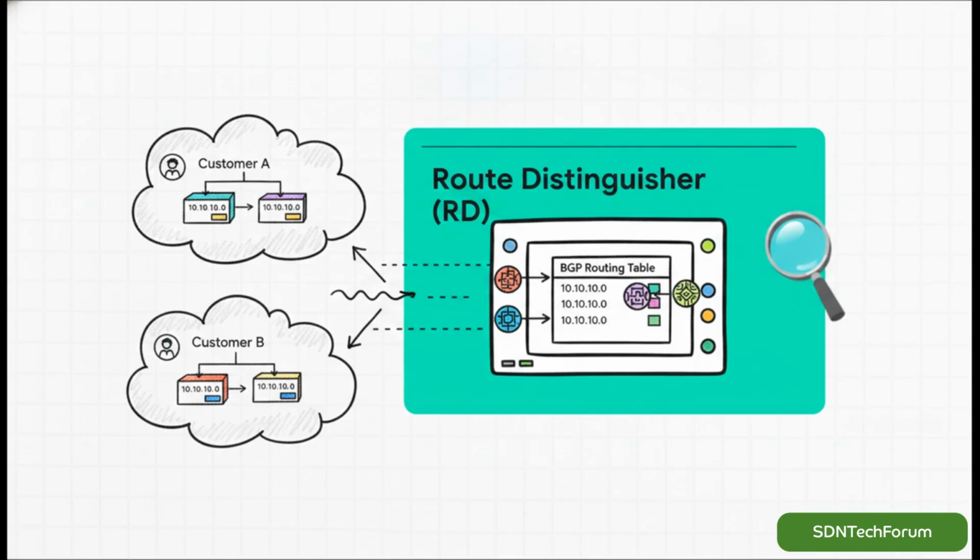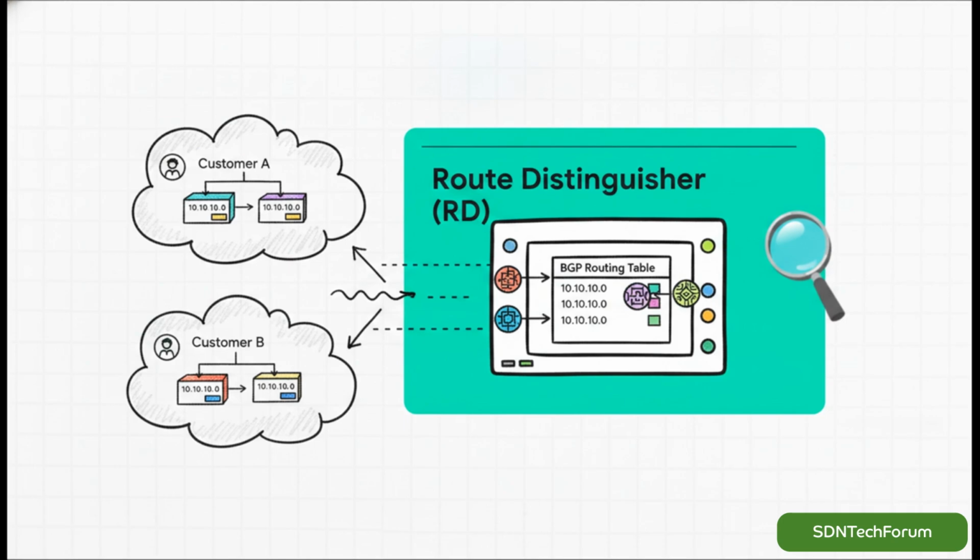Well, that is where the route distinguisher, or RD, comes in. Since EVPN allows for true multi-tenancy, you could easily have customer A and customer B both using the exact same 10.10.10.0 subnet. The route distinguisher gets attached to the BGP advertisement to make sure those identical IPs or MAC addresses stay completely unique in the BGP routing table.